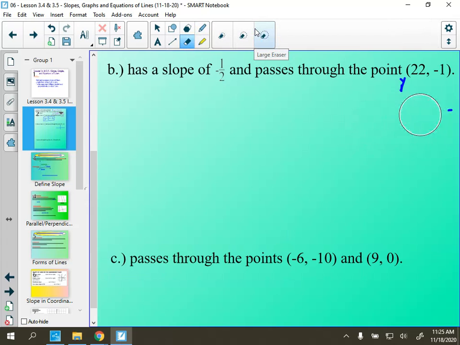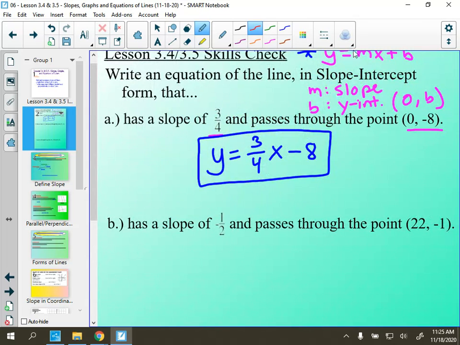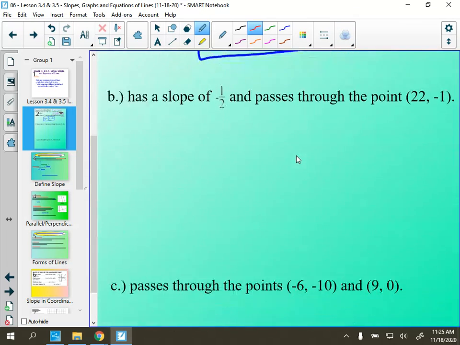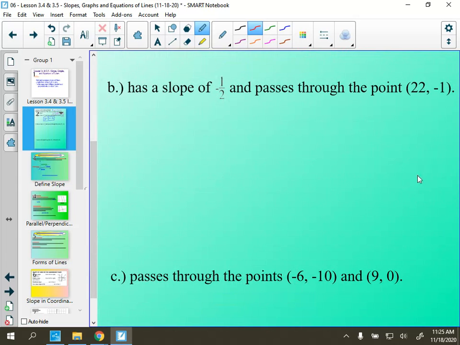So we need a different game plan here, which brings up the next form. We've talked slope-intercept form, really nice, y equals mx plus b. The next form that we're going to use here, and for the majority of our problems, is this form. It's called point slope form. So this would be something that we need to add to our notes.